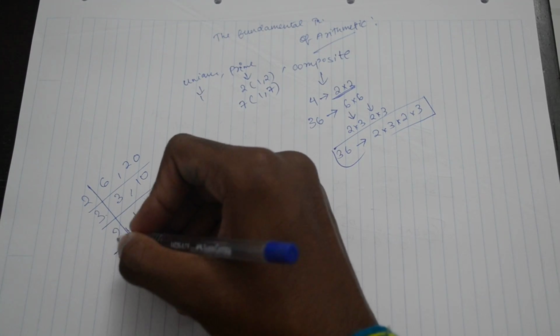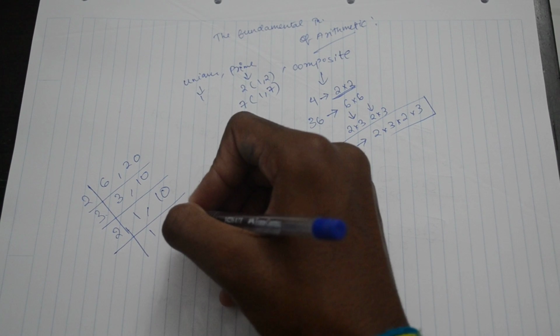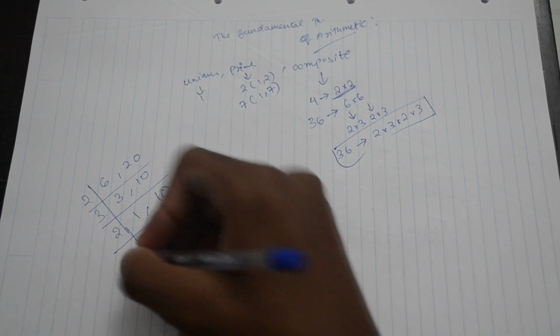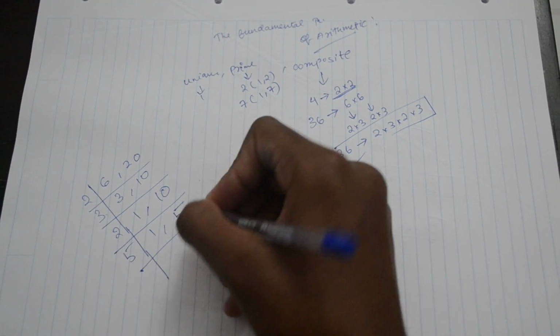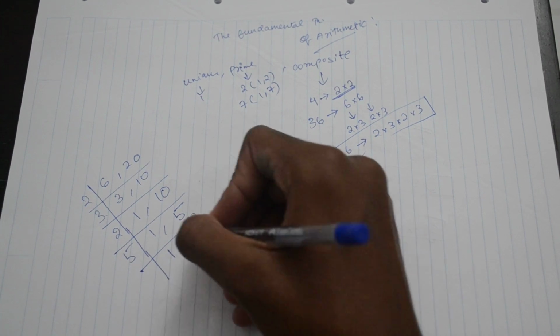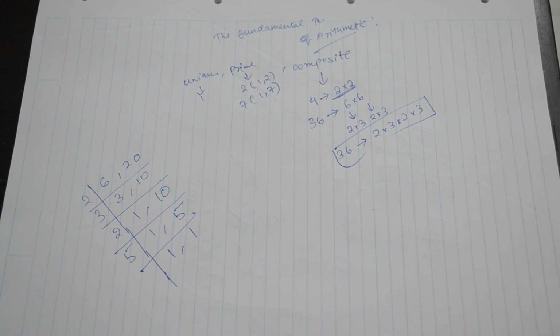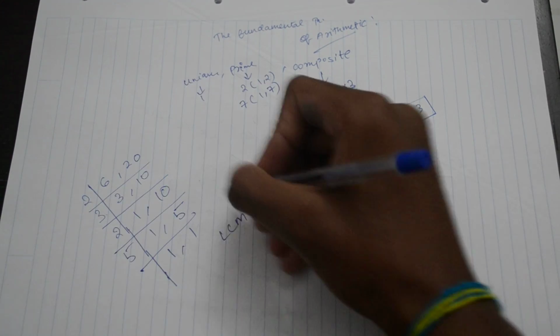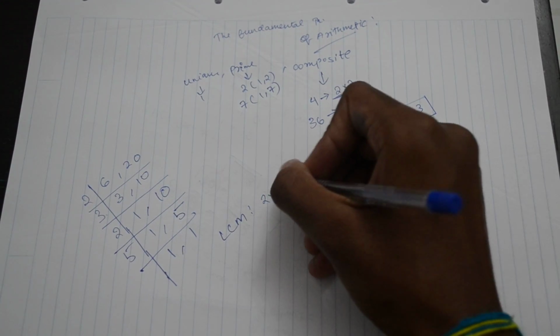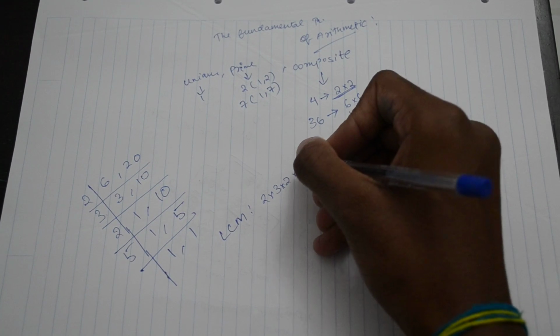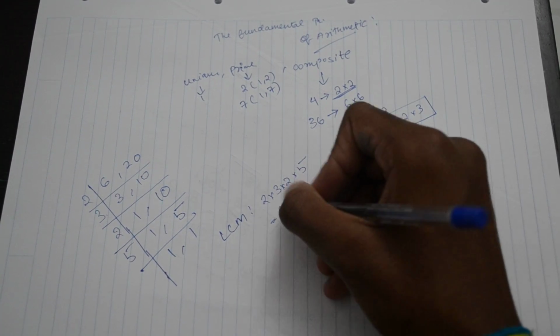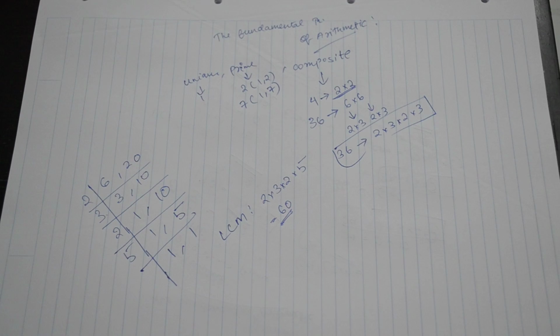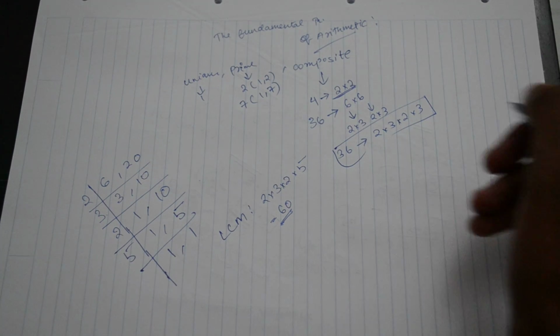And now again take a 2. This would give us 1, this would give us 5, and then take the 5. Once you get 1, just keep writing down 1 until you have two 1s. Therefore, the LCM of 6 and 20 would be 2 into 3 into 2 into 5, which would give us 60. That's how you find the LCM using the fundamental theorem of arithmetic.